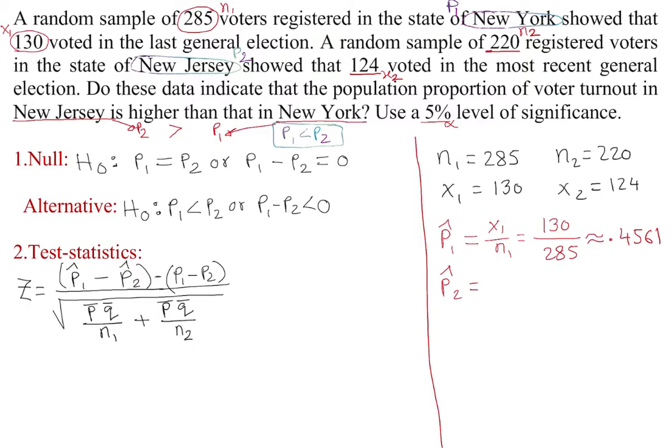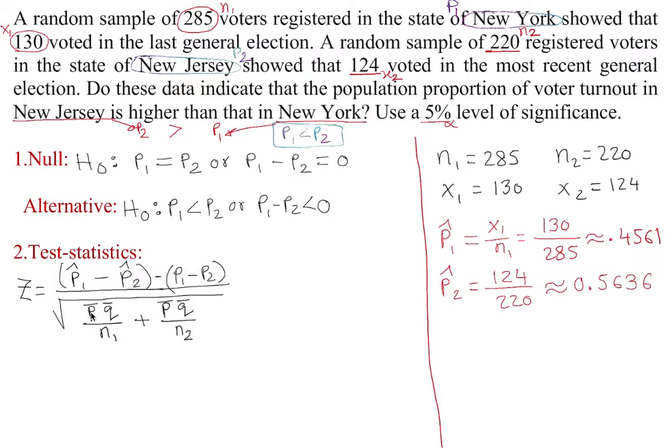Now we're going to find the sample proportion 2, which is done the same way. This time we're going to do 124 divided by 220, and it will approximately result in 0.5636. So we have this difference. Well, we can find the difference now easily. Then this one is going to be 0 because you already assume this is going to be 0. So this is gone.